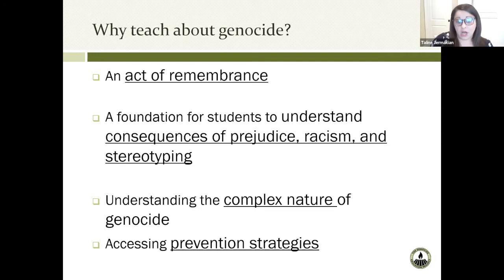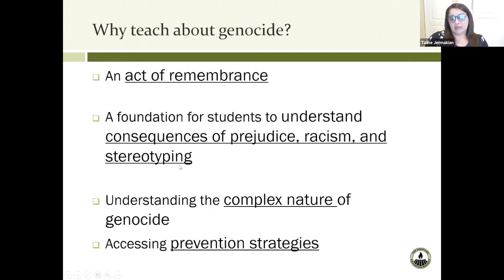As I said before, the complex nature of genocide involves historical, social, religious, political, and economic factors. There's a lot of motive behind a group of people committing this human rights atrocity. It also brings out that critical thinking component for our students, where they assess and think about, well, what can we do to prevent this? How can we make it so that these things don't occur in the future?